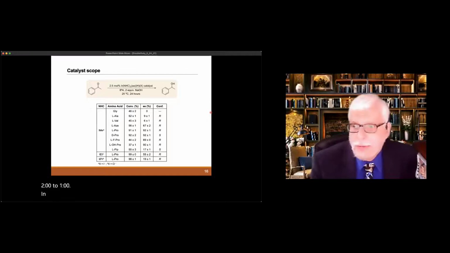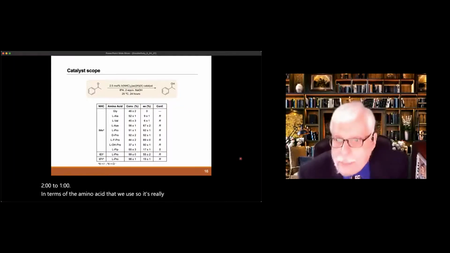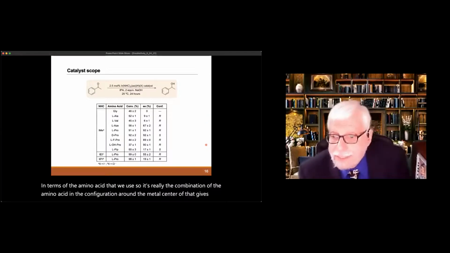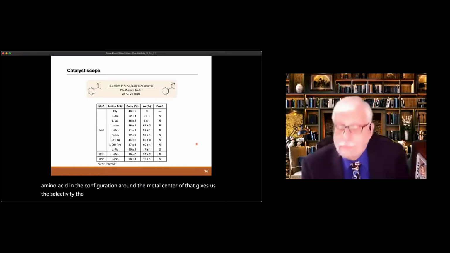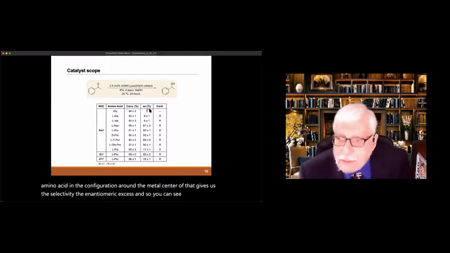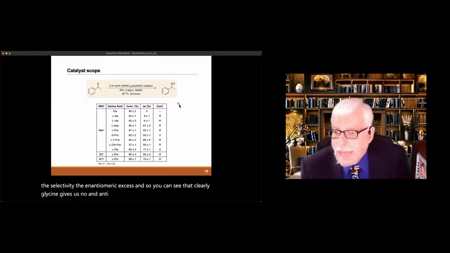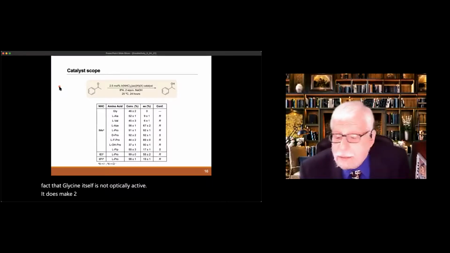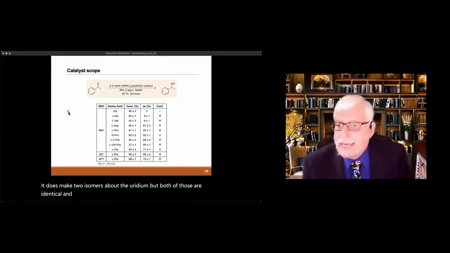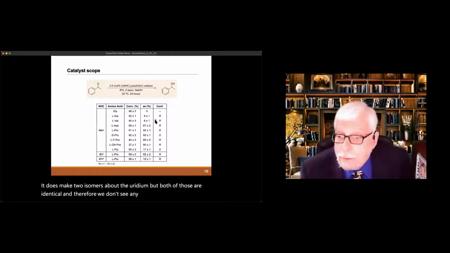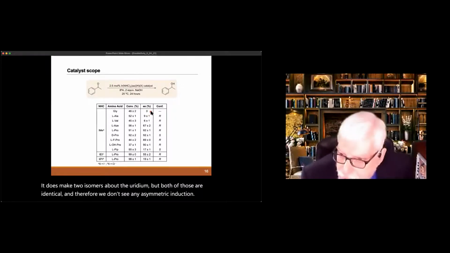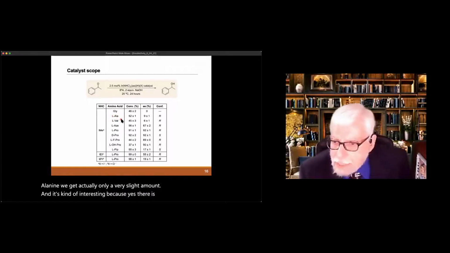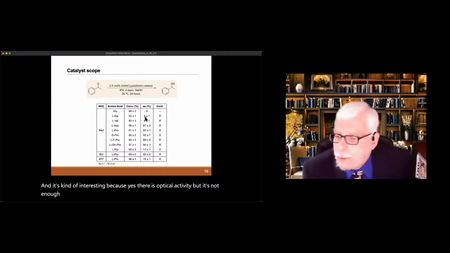In terms of the amino acid that we use, it's really the combination of the amino acid and the configuration around the metal center that gives us the selectivity, the enantiomeric excess. And so you can see that clearly glycine gives us no enantiomeric excess. And again, that goes back to the fact that glycine itself is not optically active. It does make 2 isomers about the iridium, but both of those are identical, and therefore we don't see any asymmetric induction. Alanine, we get actually only a very slight amount. And it's kind of interesting because, yes, there is optical activity, but it's not enough to transfer to our substrate.